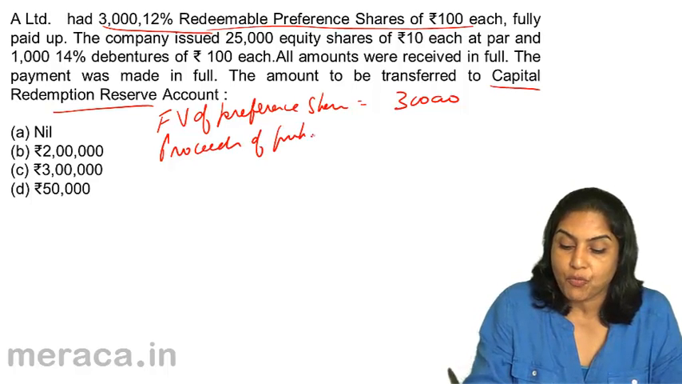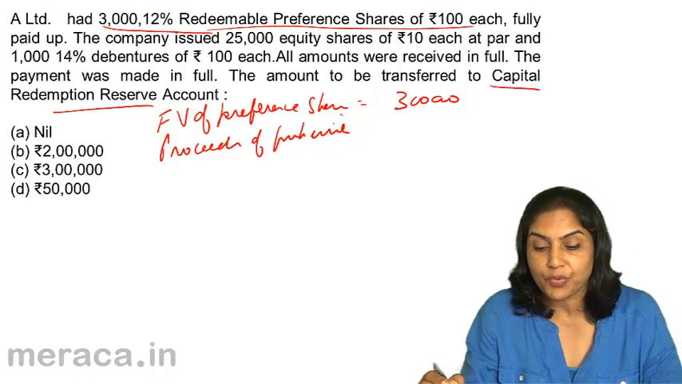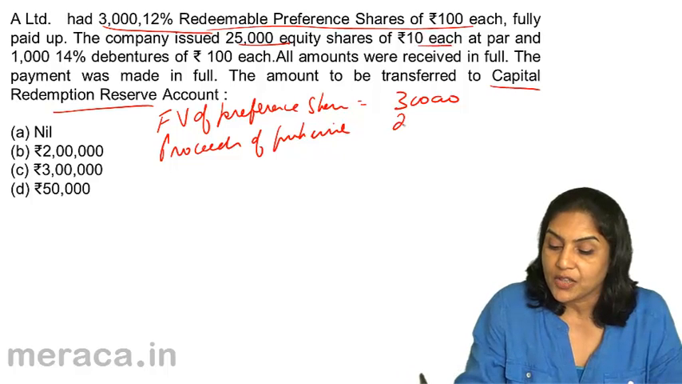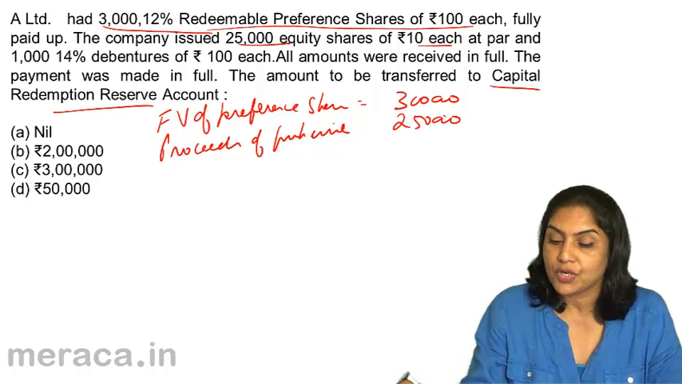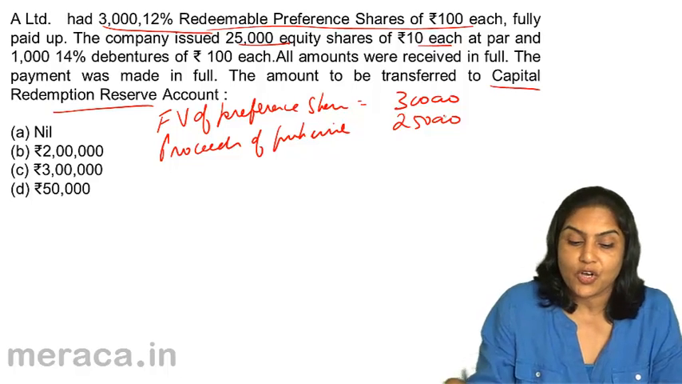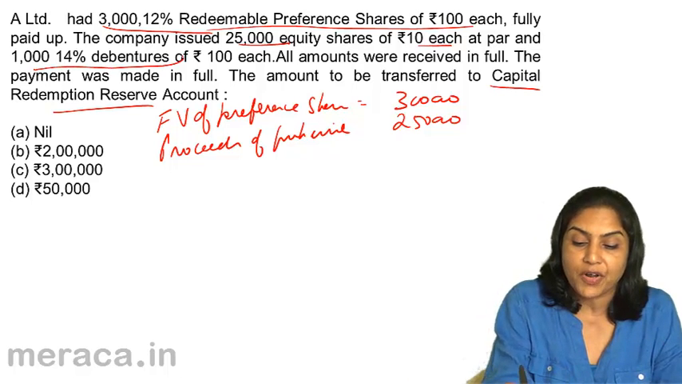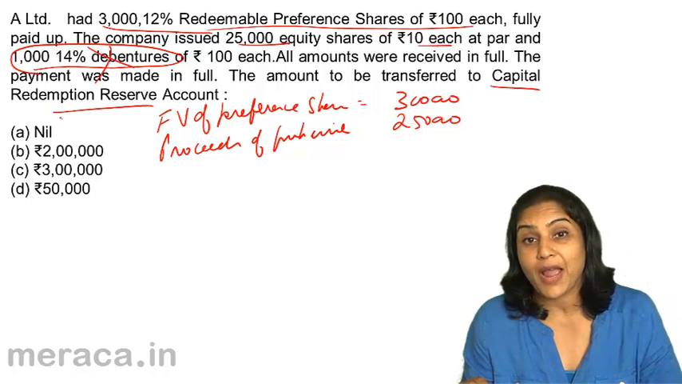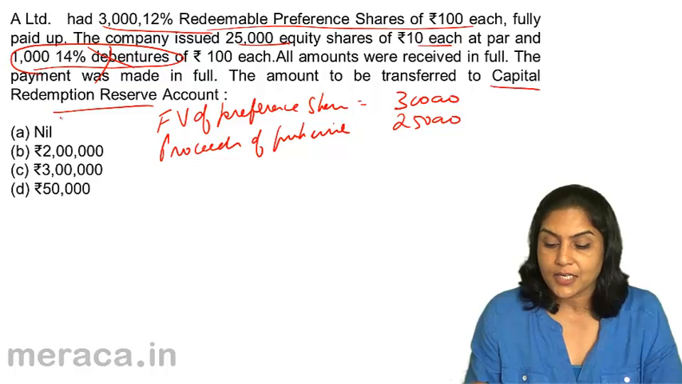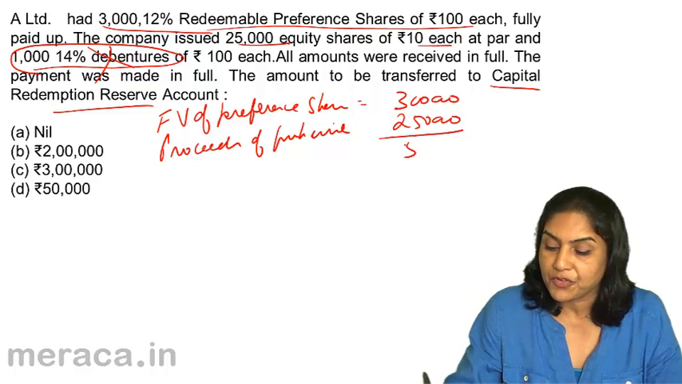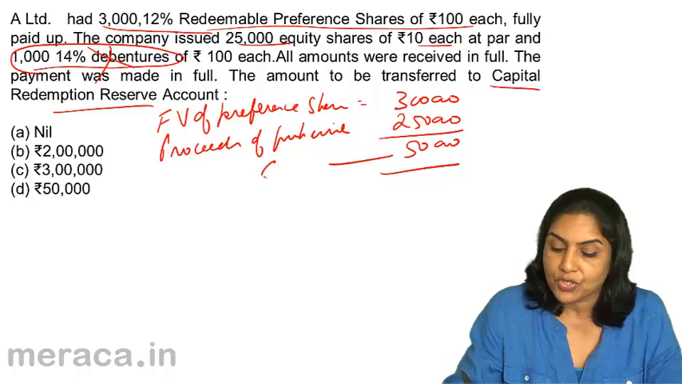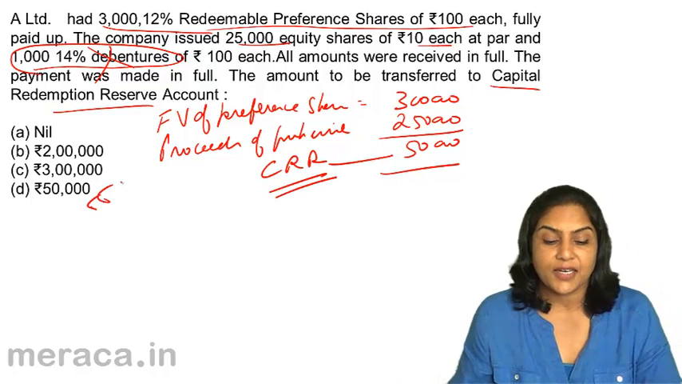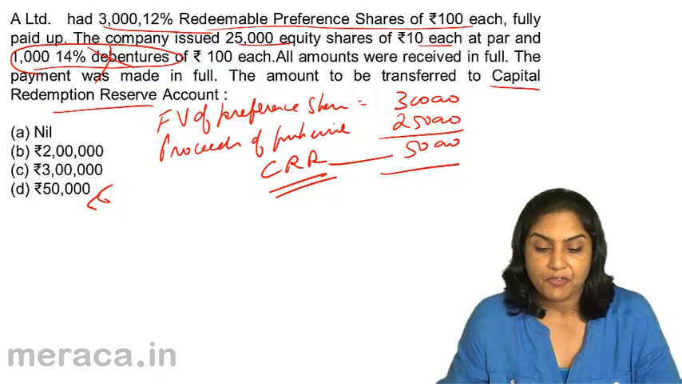What is proceeds of fresh issue? Proceeds of fresh issue of what? Fresh issue of shares, whether equity or preference. Issued 25,000 shares of 10 each. Therefore, that is 2,50,000. Was there any other issue? Yes, there was. Of 1,000 debentures of 100 each, but this is debentures, that is not proceeds of fresh issue of capital. So don't consider that. Proceeds of fresh issue is 2,50,000. Therefore, 50,000 should be transferred to the capital redemption reserve account. Correct answer should be option D, 50,000.